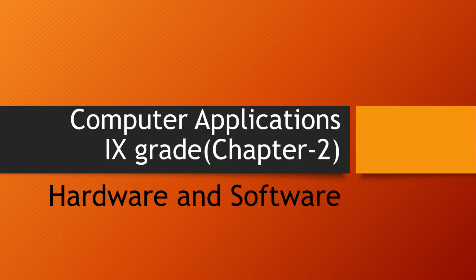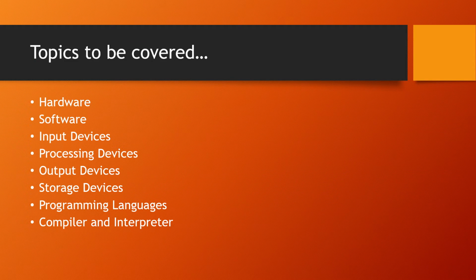In today's session, we will discuss chapter 2, computer hardware and software. Let's start with topic 1. In this chapter, the topics to be covered are: hardware, software, input devices, processing devices, output devices, storage devices, programming language, and compiler and interpreter.